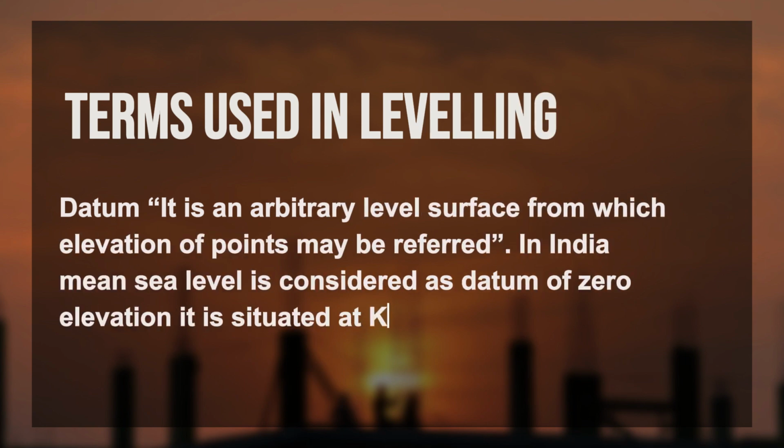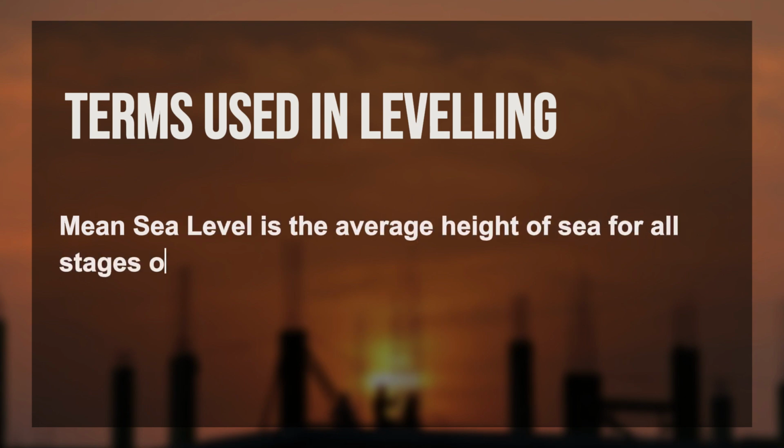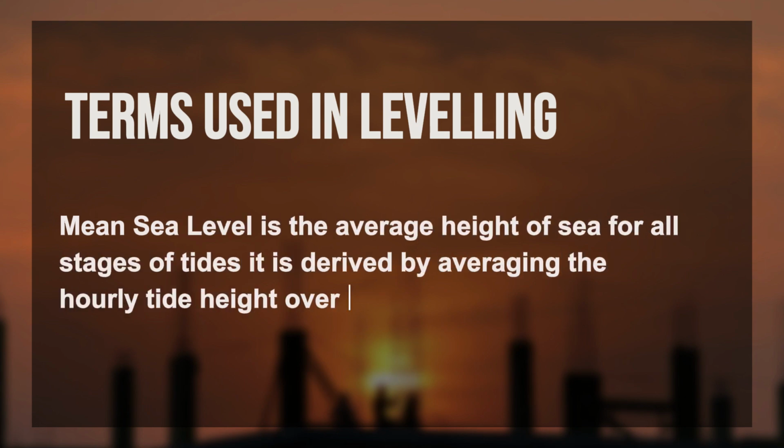The datum is an arbitrary level surface from which the elevation of the points may be referred. In India, the mean sea level, which is considered as the datum of zero elevation, is situated at Karachi. The mean sea level. The mean sea level is the average height of sea for all the stages of tides. It is derived by averaging the hourly tide heights over a period of 19 years.